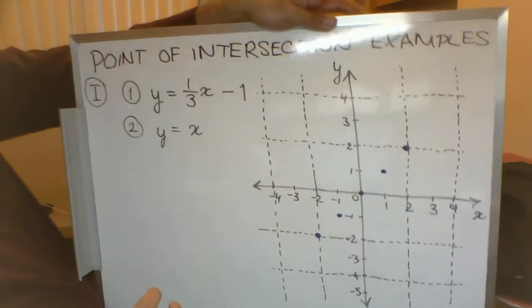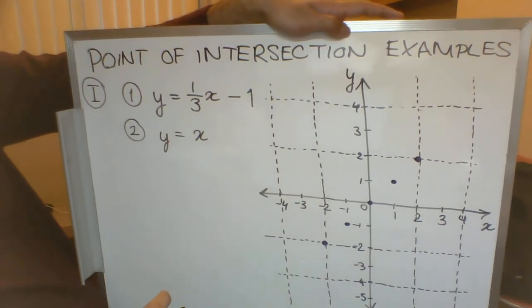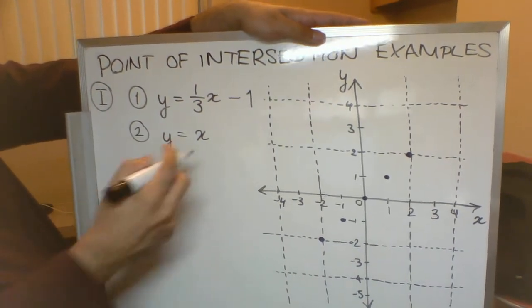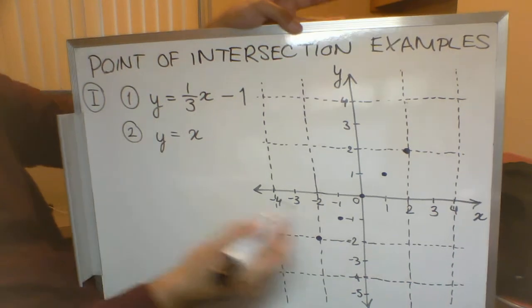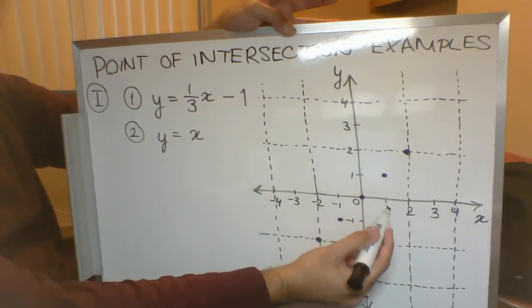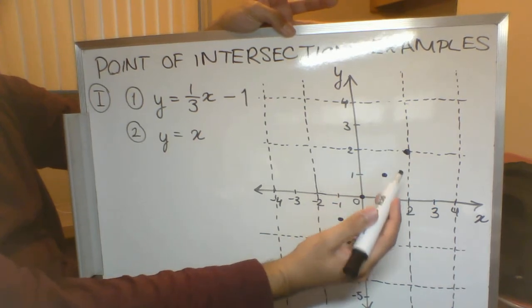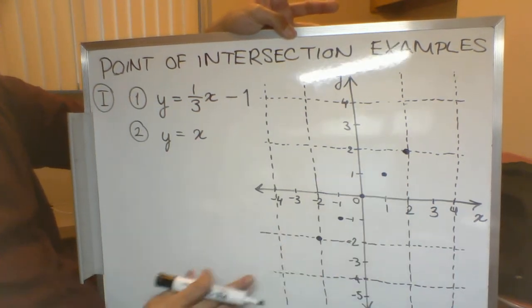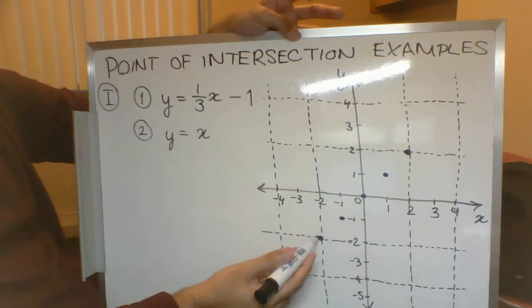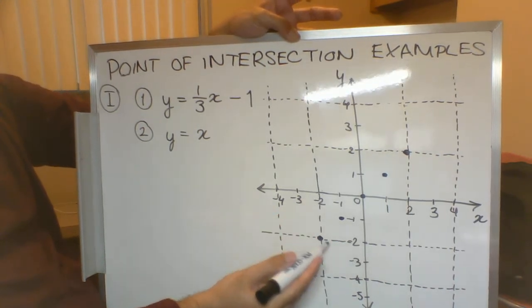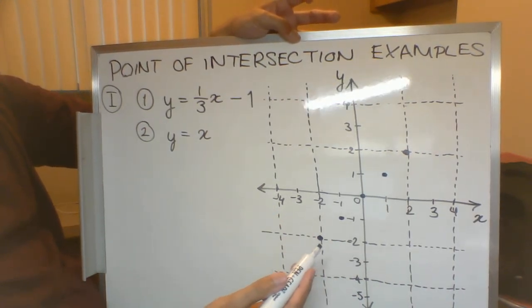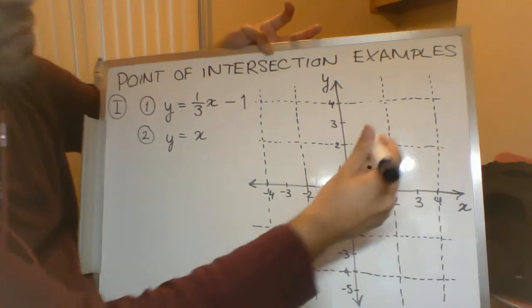And if you're still confused about how I'm getting these points, basically, whatever the x value is, your y value is going to be the same thing. So over here, my x value is 1, and my y value is also 1. My x value is 2, my y value is also 2. So it's going to be on this perfect diagonal line. Down here, my x value is negative 2, my y value is negative 2. So that's why we've got a point over here.